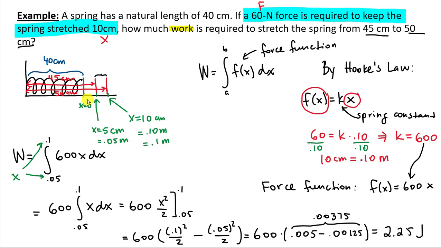Now, if I summarize this example, the key steps are making a sketch or drawing a picture to help you determine the displacement. Again, think that the spring corresponds to certain values along the x-axis. And second, use Hooke's law to find the spring constant and set up the force function. After that, you simply have to set up the proper integral where you will be integrating that force function using the appropriate x values that represent the displacement described in the problem.